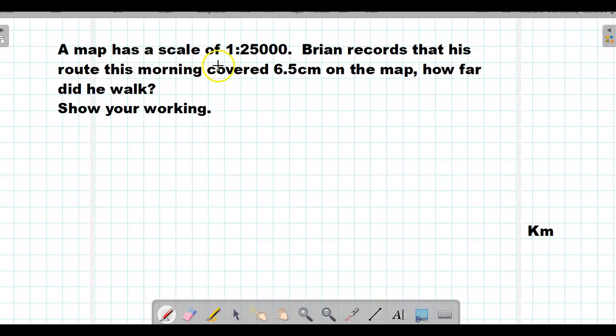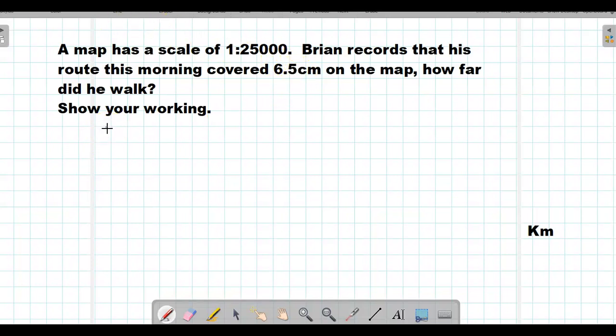Okay, so if he's walked 6.5 centimetres on the map, that is the unit of measurement that this scale is working in, unless it is declared otherwise. Unless they say the map has a scale of 1 centimetre to 2.5 metres, that is what that scale means. 1 centimetre is the same as 25,000 centimetres. Okay, so he's walked 6.5 centimetres on the map.